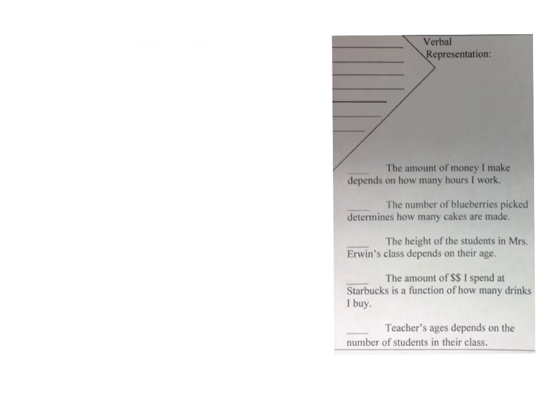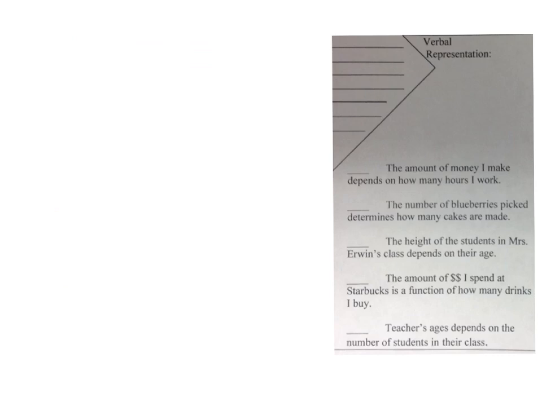And lastly, let's look at the bottom right where it talks about verbal representation. This is probably the hardest corner, so let's just talk about this. The amount of money I make depends on how many hours I work. So we've been talking about independent and dependent, and this is what we're going to be working on in class tomorrow. Dependent and independent variables.